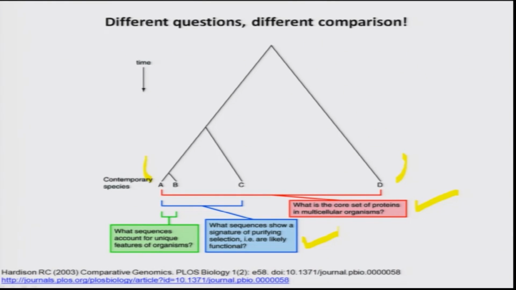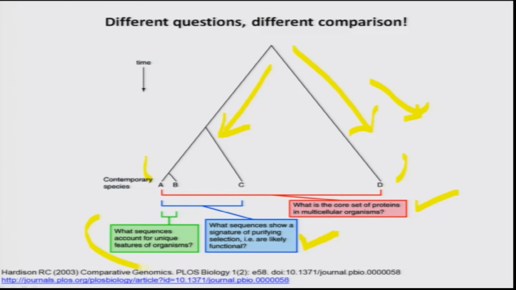Or, for example, you are asking what sequences show a signature of purifying selection that are likely to be functional. Let us assume that this particular branch represents marine organisms and this particular branch represents terrestrial organisms. Obviously, the branch on the left represents certain changes that helped the terrestrial organisms survive on land, whereas here they have selected genes that help them live in the water. So this is what you can ask: what sequences show a signature of purifying selection, likely functional, and so on.